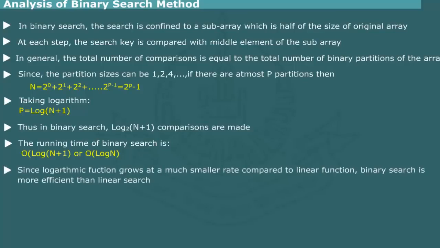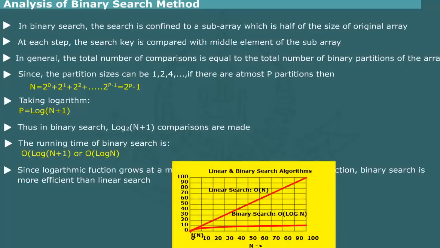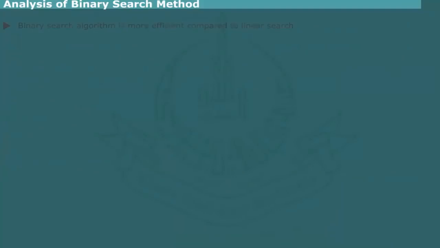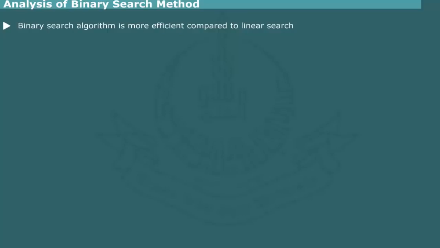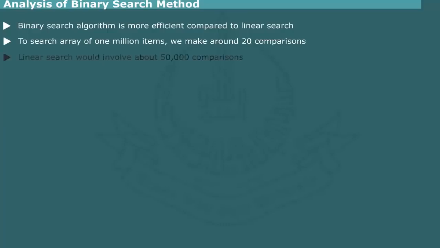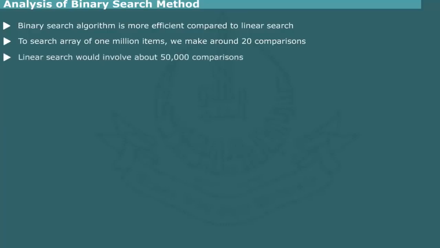The logarithmic function grows much slower than a linear function. A comparison of the two functions is shown in the figure. The binary search method is more efficient than the linear search method. For example, in order to search an array consisting of 1 million items, we would need to make around 20 comparisons. A linear search of an array of the same size would involve about 500,000 comparisons on average.